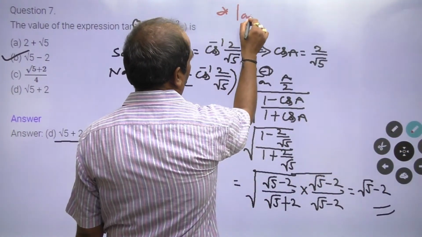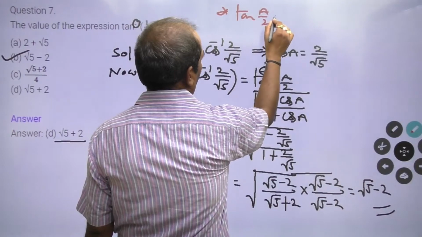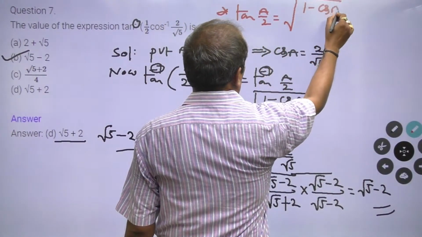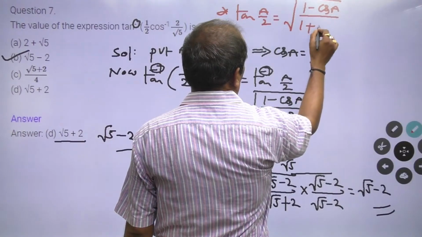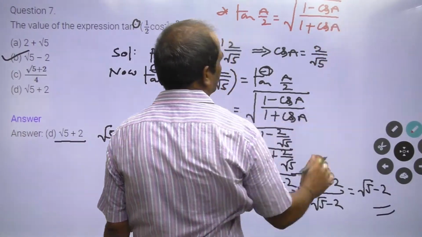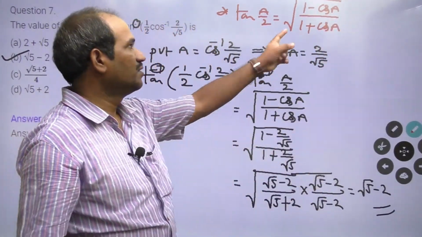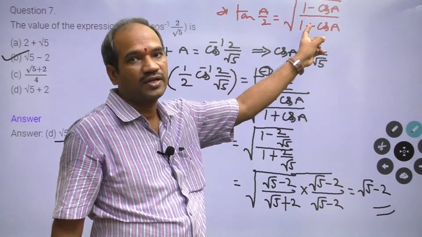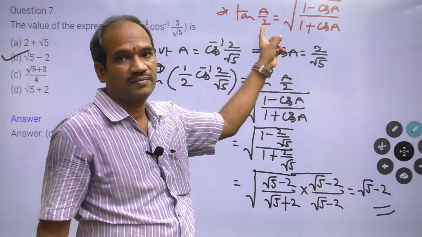Tan of a by 2 is equal to square root of 1 minus cos a by 1 plus cos a. This is the formula for tan a by 2, since 1 minus cos a is 2 sin square a by 2 and 1 plus cos a is 2 cos square a by 2.